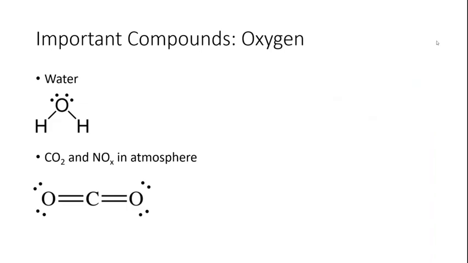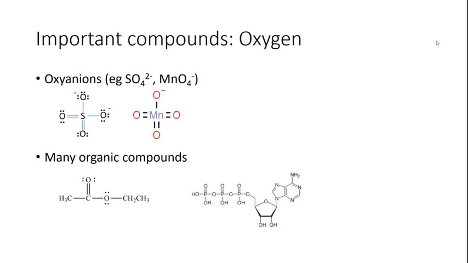The next compounds we'll be talking about contain oxygen. First, we have water, which is an incredibly important molecule. It acts as a solvent for most reactions in organisms, so it's very important for life. Also, oxygen is found in carbon dioxide and nitrogen oxides in the atmosphere. Oxygen can also be found in oxyanions such as sulfate and permanganate.